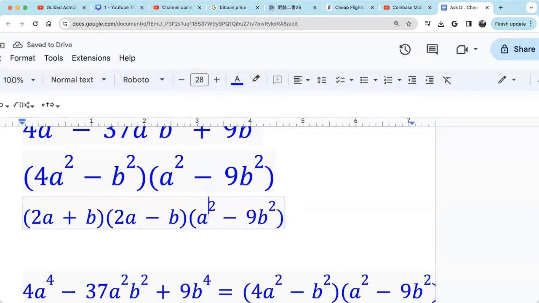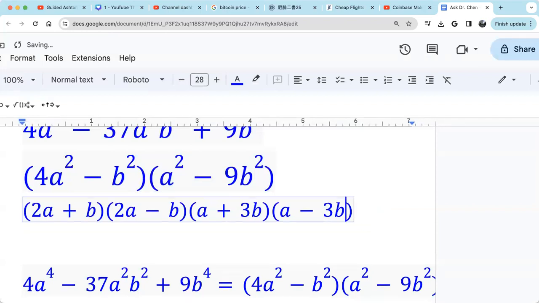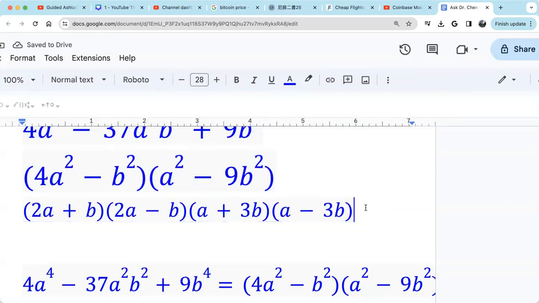Similarly, this 9b squared can be thought of as 3b in parentheses squared. Then we can factor a squared minus 3b squared as a plus 3b times a minus 3b. Now it's factored completely, right?